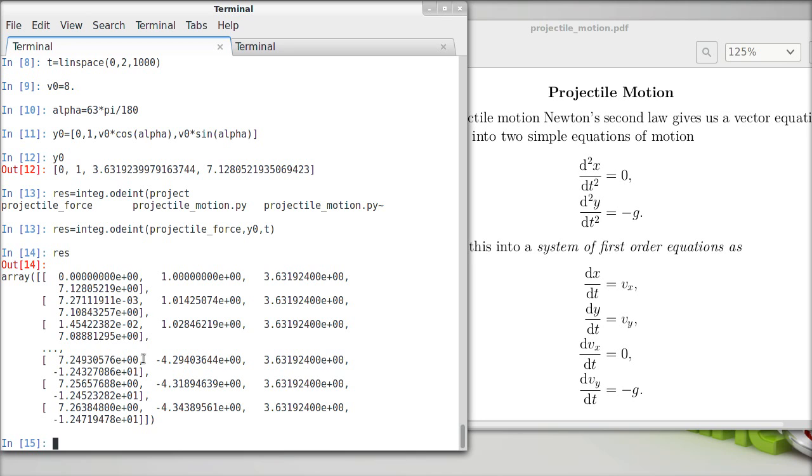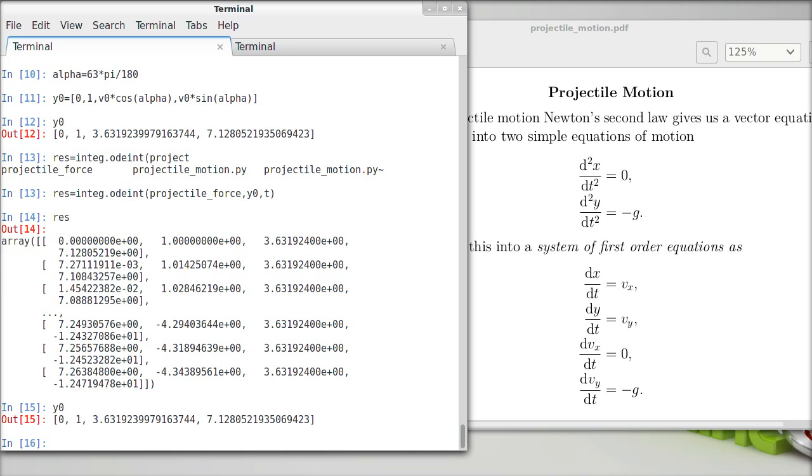Okay. So again, this first row is at t equals 0, so that should agree with y0, and of course it does. We know that if we're in projectile motion, there's no force in the x direction, so the velocity in the x direction should not change. This is the velocity in the x direction. Notice that it remains constant. Okay. And so now we can do lots and lots of manipulations with this.